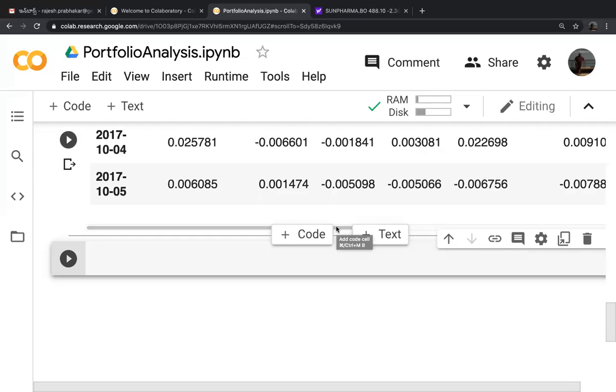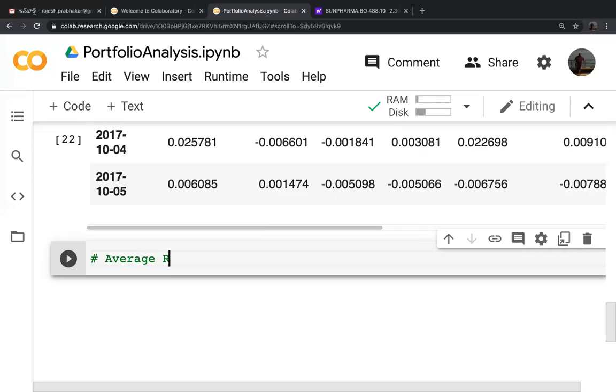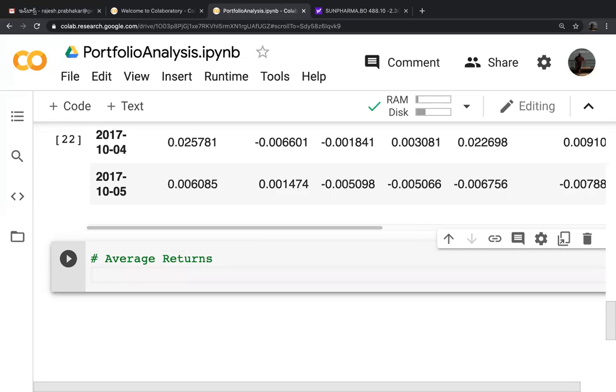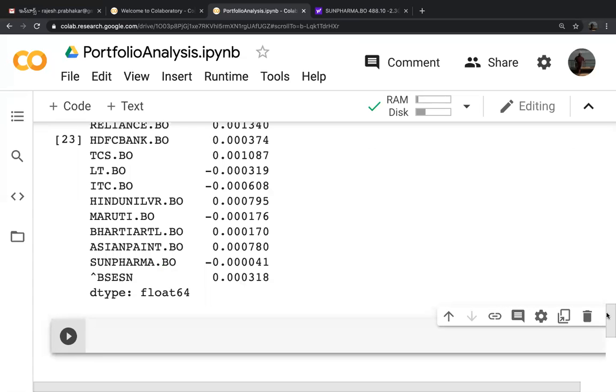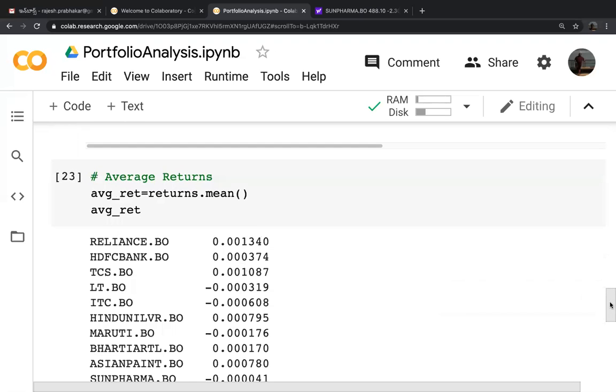So what we will do is we will compare them based on the first metric, average return. What is the average return? So average_ret is equal to returns.mean(), and then we will say average_ret. See, we got the average returns of each of the companies.